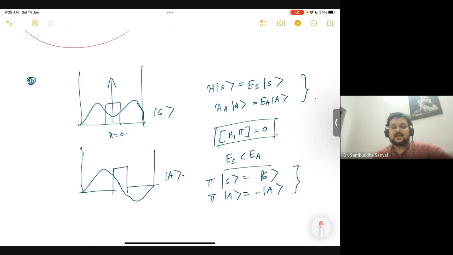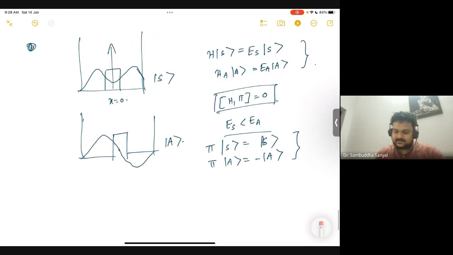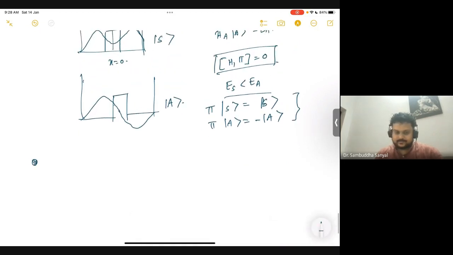Now I want to study the dynamics of this problem. What if I start the particle entirely on the left side? Of course, I have to start with a state that is not an eigenstate of the Hamiltonian. If I start with an eigenstate of the Hamiltonian, then the dynamics will be trivial. So let's start with a state which is on the left side, or on the right side.